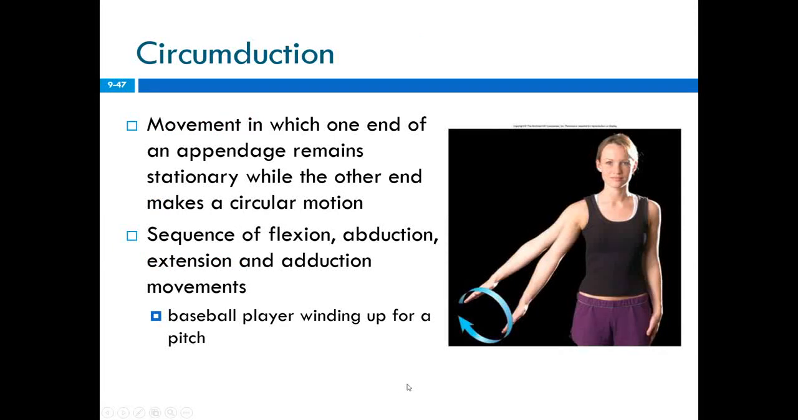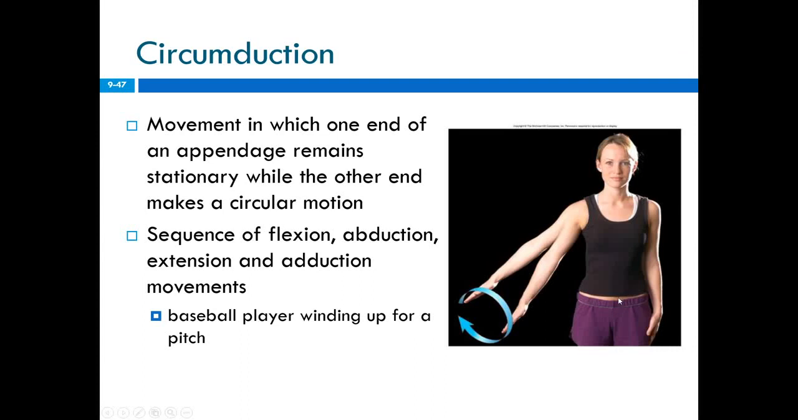This is called the circumduction, the movement in which one end of an appendage remains stationary while the other end makes a circular motion. We can see that the appendage here is the upper limb, and your trunk is fixed, but your upper limb is actually moving in a circular motion. This is called the circumduction.